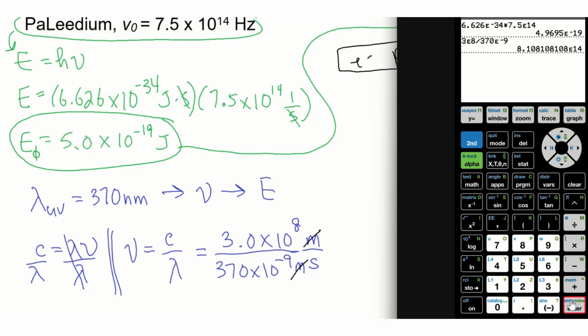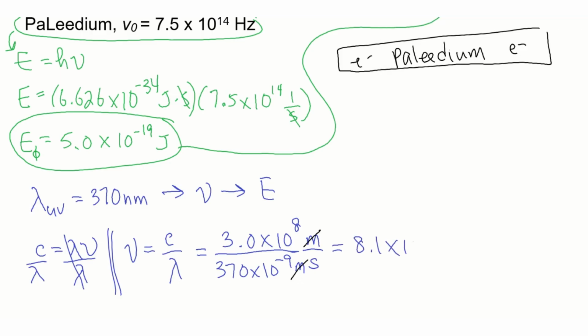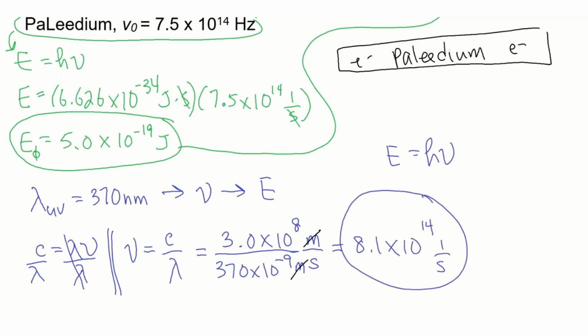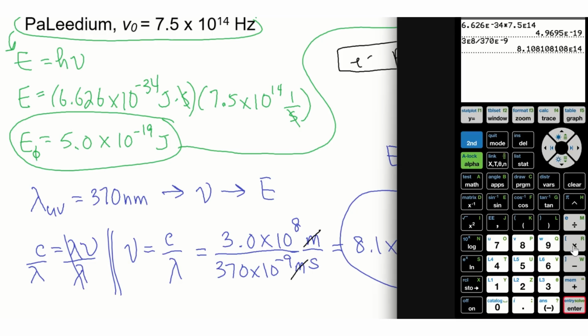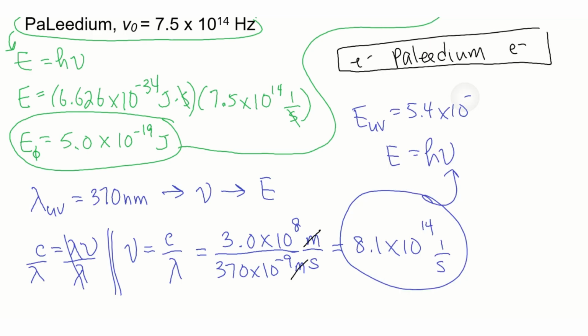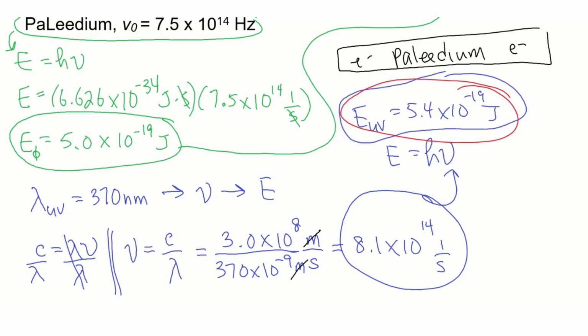And we have our frequency of UV light. Now let's plug this into E equals h nu to get the energy of this light. So there's the energy of the ultraviolet light that we used. Now notice the energy of the light is greater than the work function, the energy required to eject electrons from palladium.